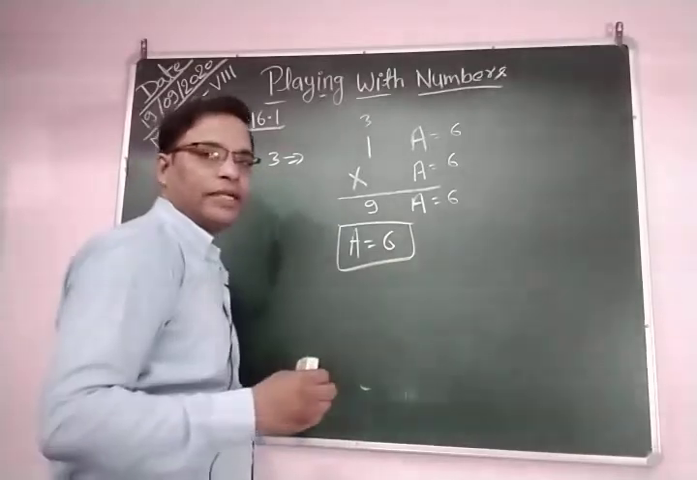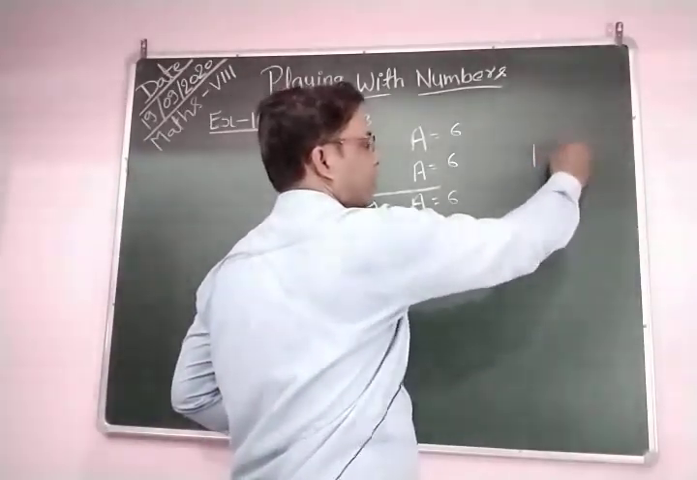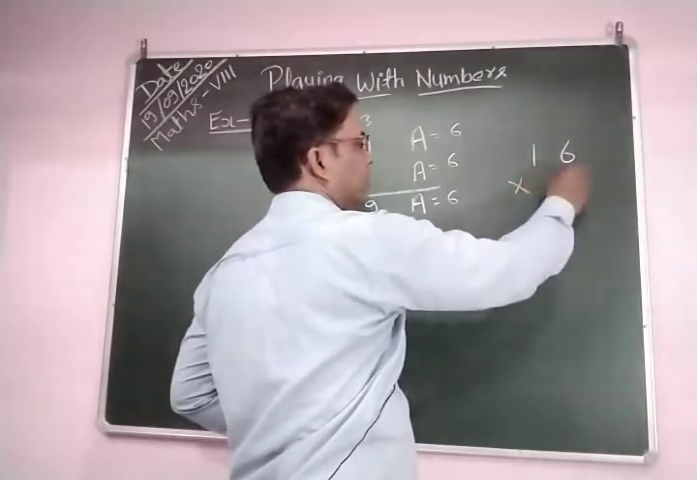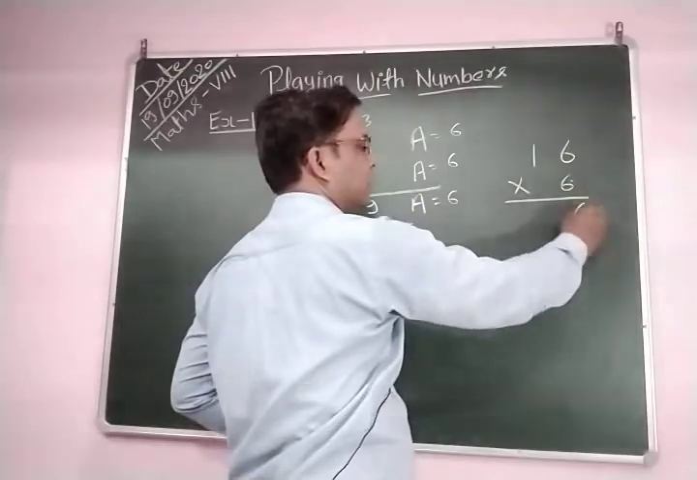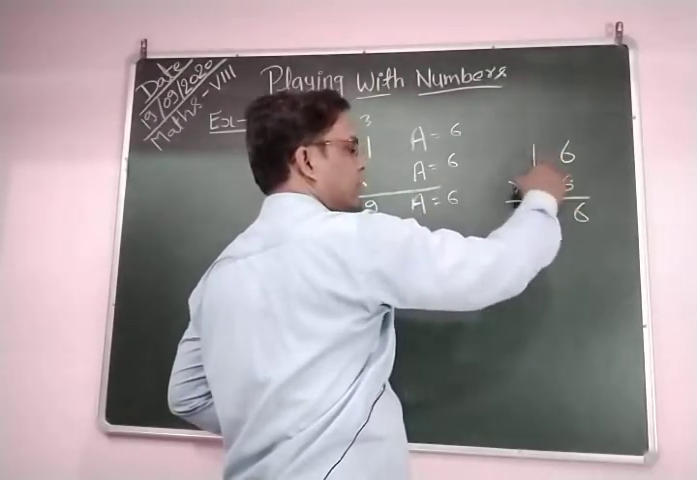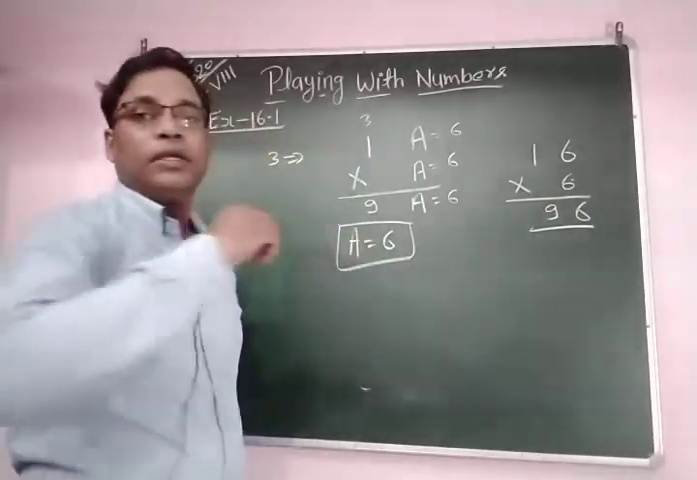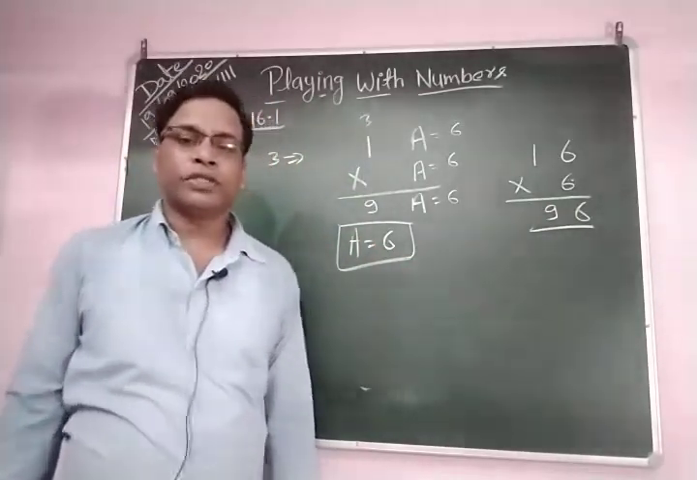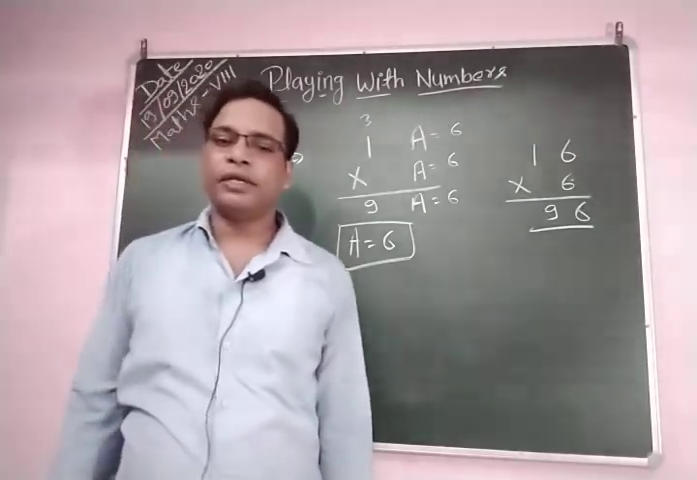Clear? How to find it? Here you can write: 1A replaced by 16, times 6. 6 into 6 is 36, carry 3. 6 into 1 is 6, plus 3 is equal to 9. So I hope all of you understood this question. Question number 3 is a case of multiplication.